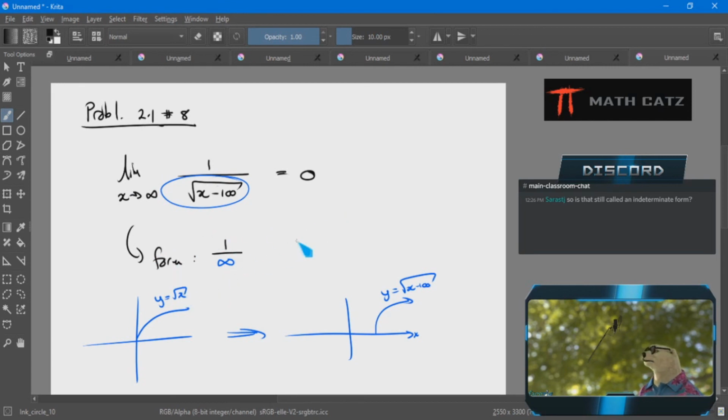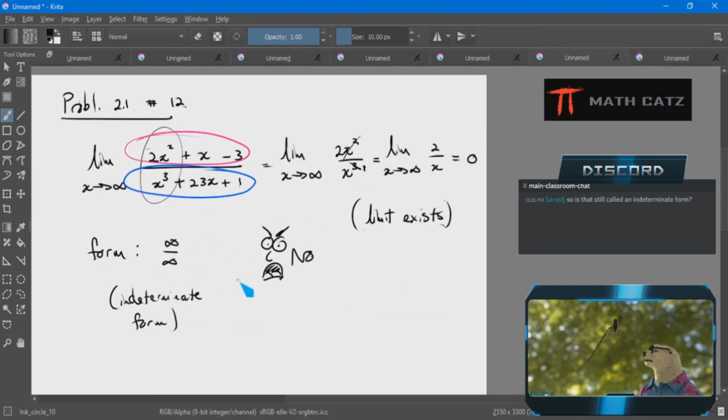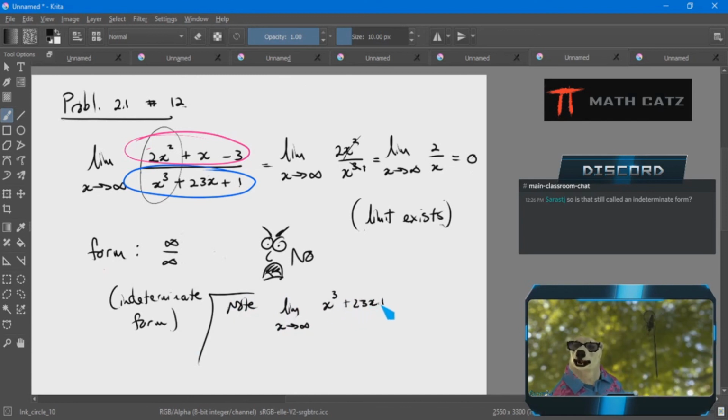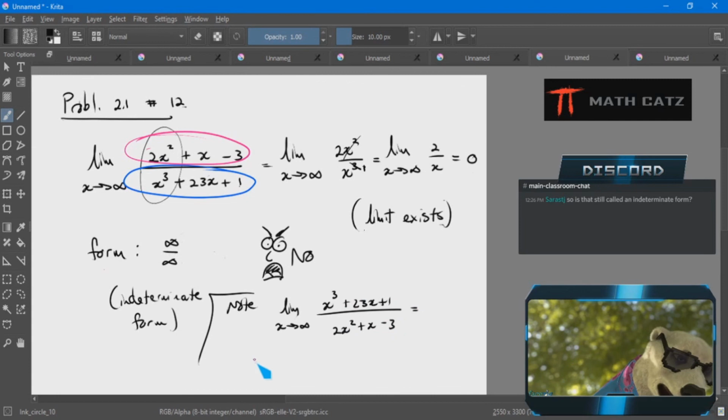This is not an indeterminate form. An indeterminate form is one where the form does not tell me the answer. Look at this. This indeterminate form came from this rational function, but if I flipped it around, let's say I looked at the limit, same x behavior, but I flipped the numerator and denominator, 2x squared plus x minus 3 over the other polynomial. The form is still infinity over infinity, right? They're both individually going to infinity. They're polynomials.